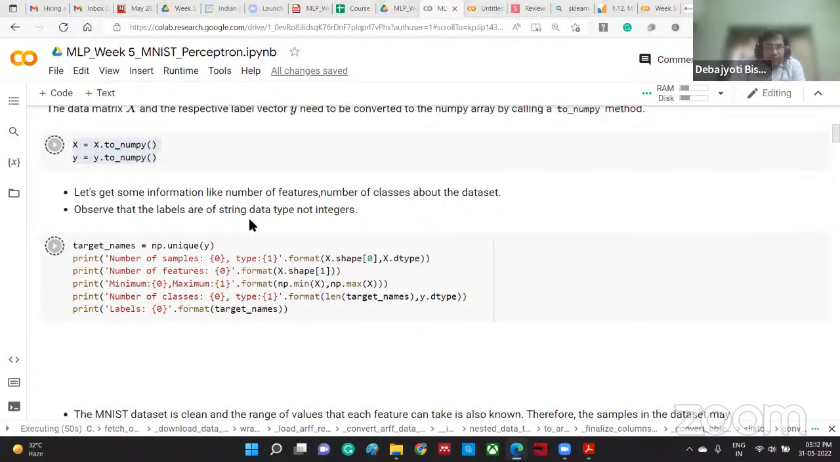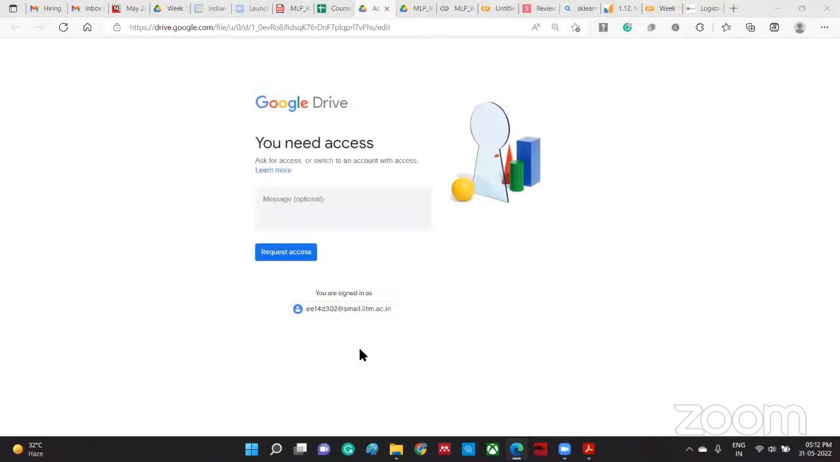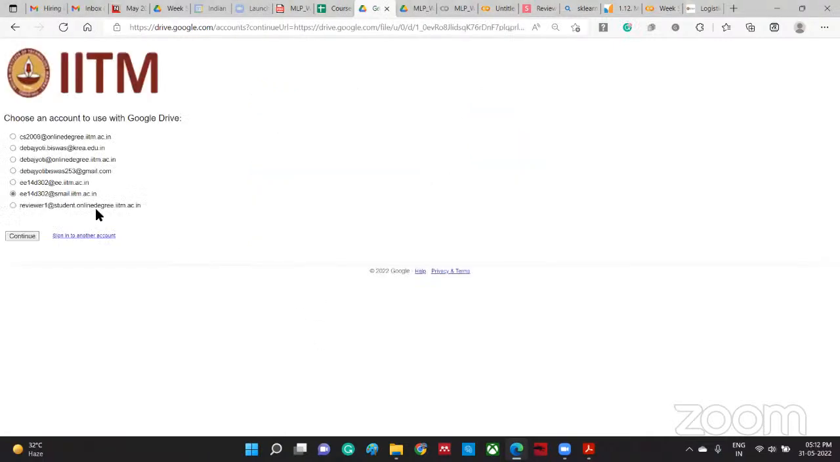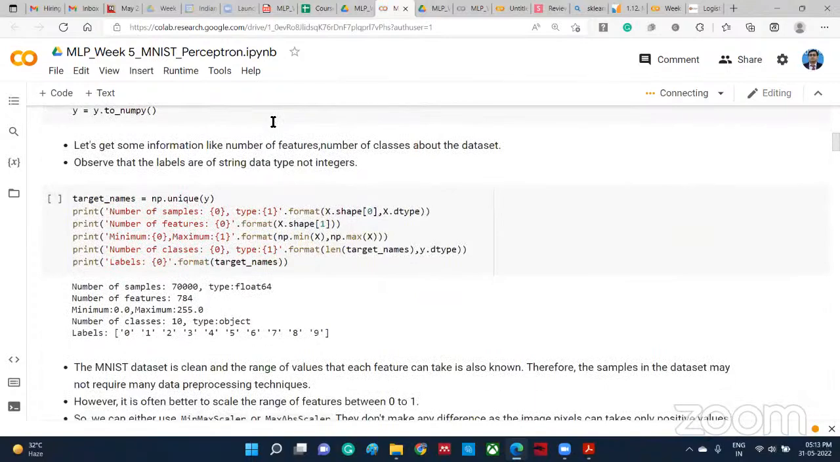Okay, so this Colab may take about 5 to 6 minutes to execute. So we'll come back in 1 minute. Or we can do one more thing. As the previous Colab is taking some time, it will take 5 to 6 minutes to run properly, so I have just opened a new window.